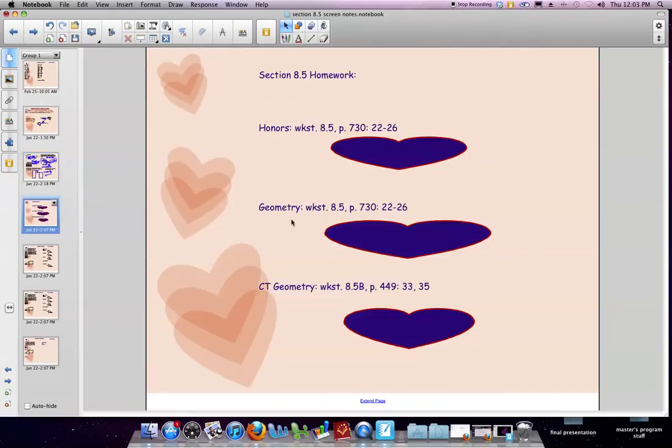That is the end of the lesson on angles of elevation and depression. The homework is as follows.